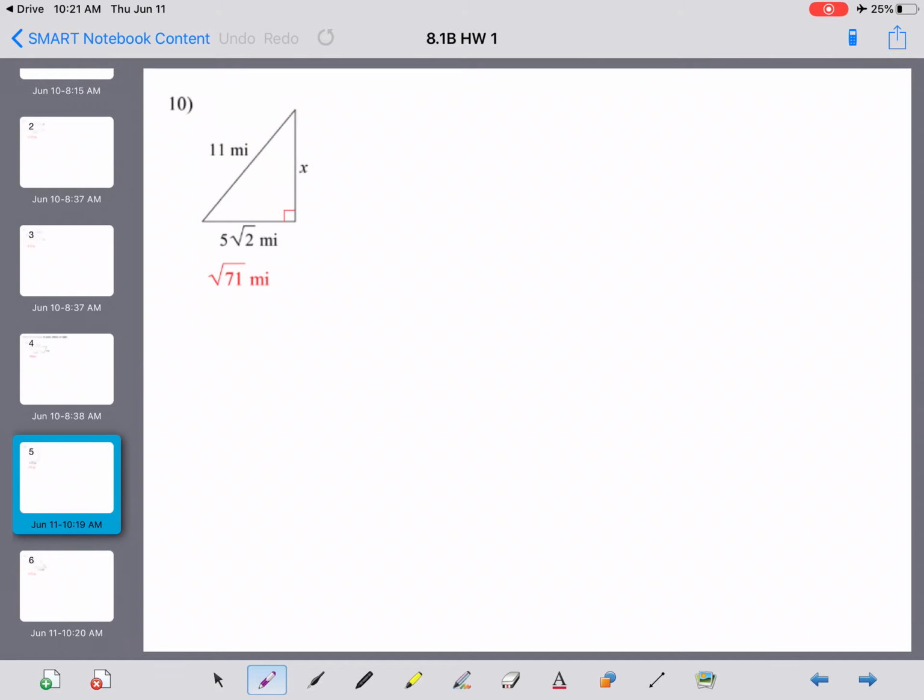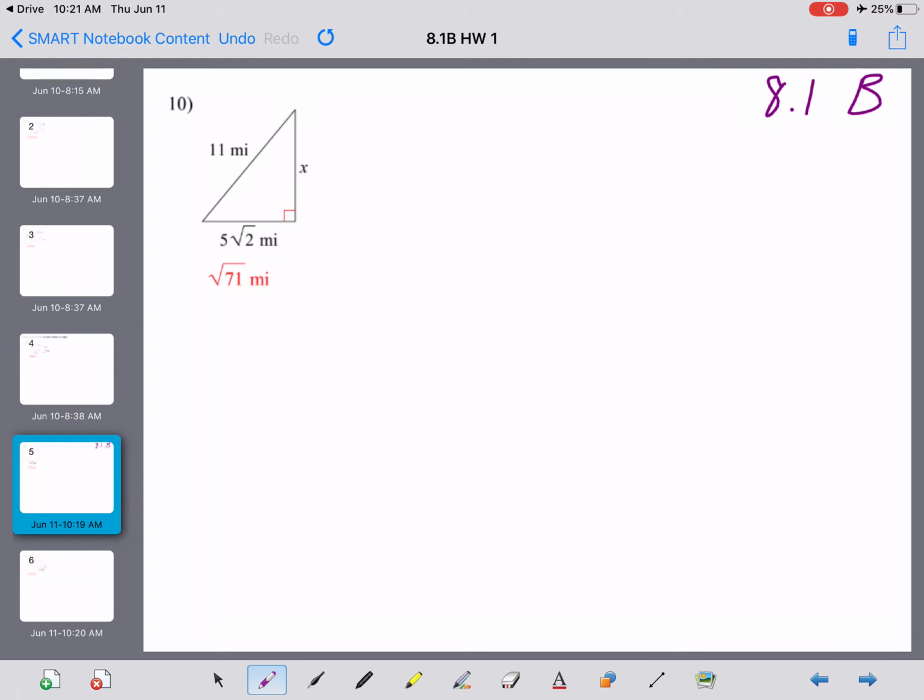Okay, everybody, a couple homework questions were asked about problems 10 and 11. This is on the 8.1b worksheet. I probably should have written that down here, so that wasn't good, Mr. Fontana. Let's try that again. 8.1 and the B worksheet.